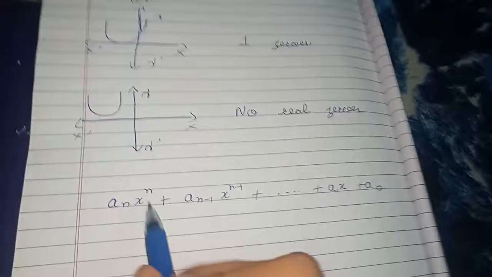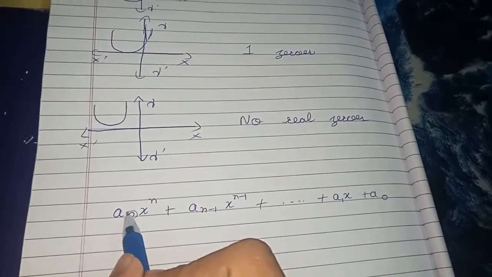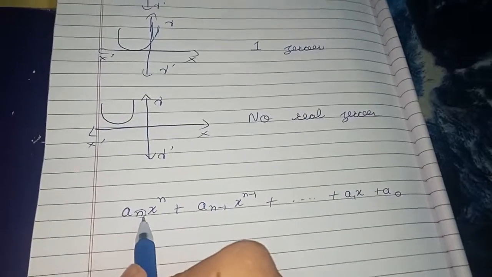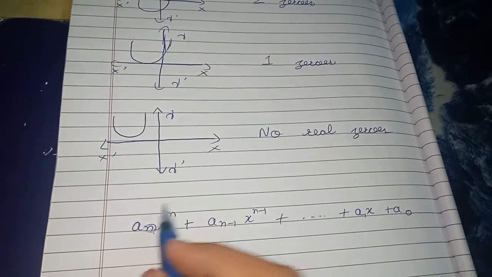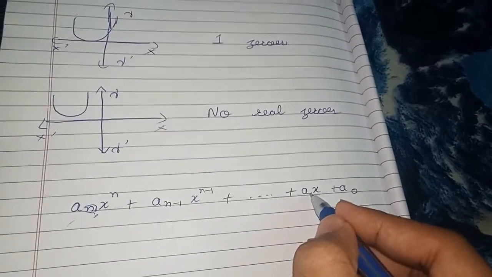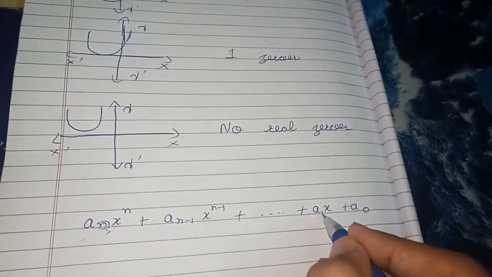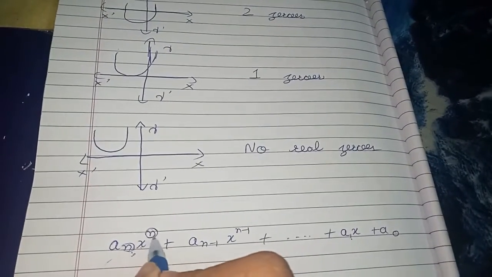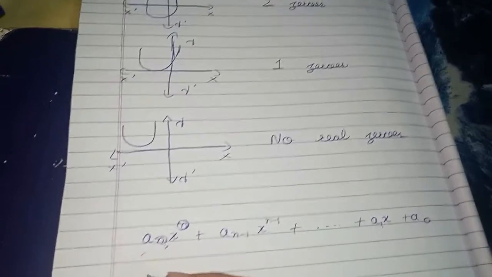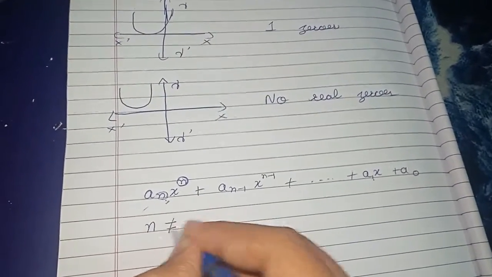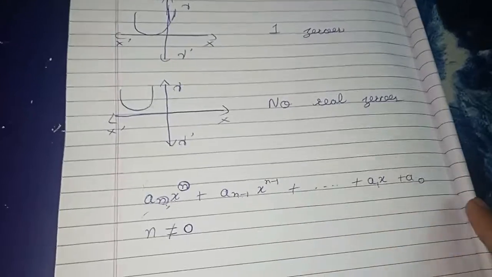So here, a_n, never think that a_n means a multiplied by n. No, it denotes that this is the nth term. For example, here I have written a1, so it is the first term, a1. Here x raised to n, this is the power. There is a condition that n cannot be equal to 0, because then there would be no polynomial.